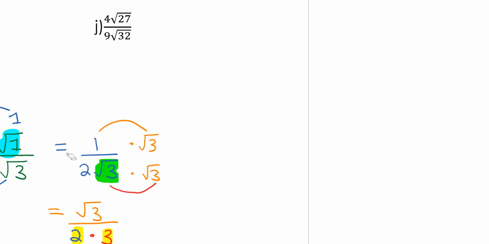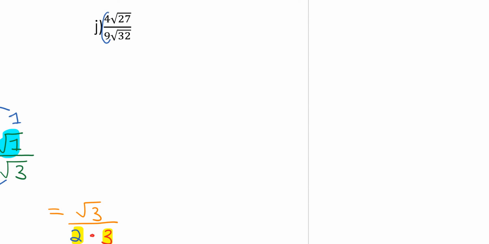Okay, let's move on to letter J. I'm going to erase all this. For letter J, there's a few things we could do. I will start off with the 4 and the 9. So 4 divided by 9, I'll leave that as a single fraction on the outside. Now, regarding the 27 and the 32, if I think about the fraction 27 divided by 32, I really can't reduce that fraction using traditional simplifying methods.